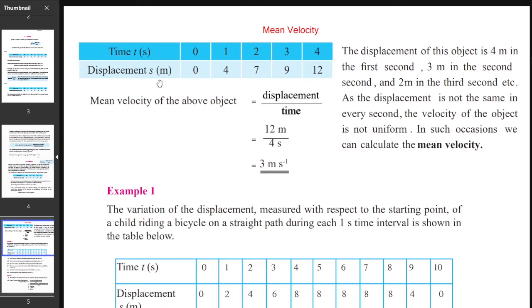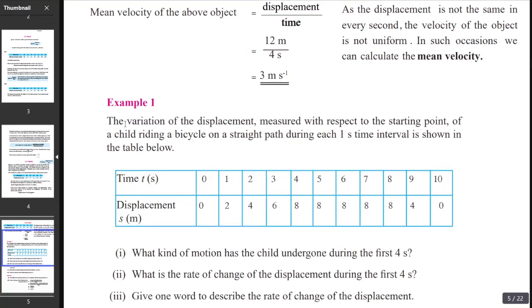Okay, children. According to this table, what is the final displacement? 12. Then the total time is 4. This is the way to get the mean velocity. We did this that day.